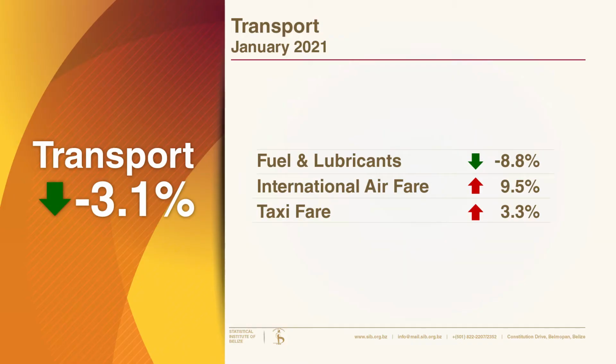Fourthly, let's look at the transport category, which recorded a 3.1% decrease for the month of January 2021. This was mainly due to a significant decrease in the fuel and lubricant subcategory, as lower prices for motor oils and among the various fuel types, premium saw a significant decrease, which we will see later on. These decreases were, however, partially offset by a 9.5% and a 3.3% rise in international airfare and taxi fare, respectively.